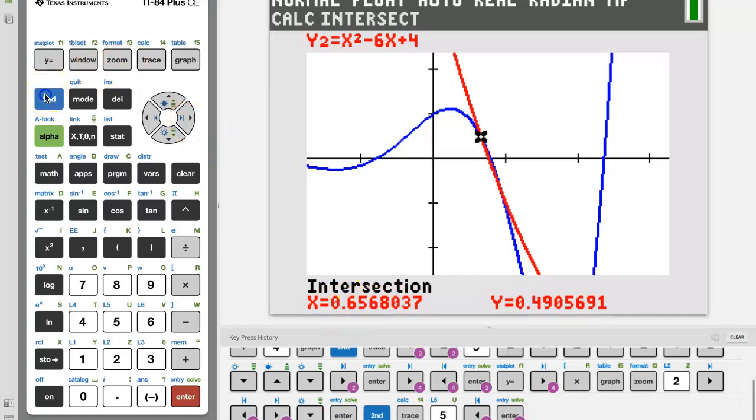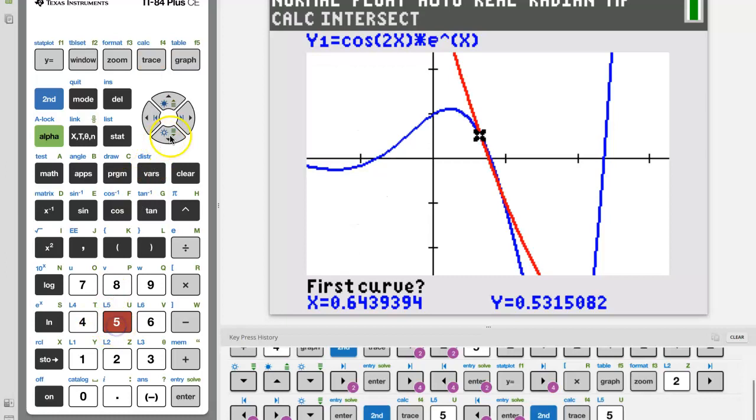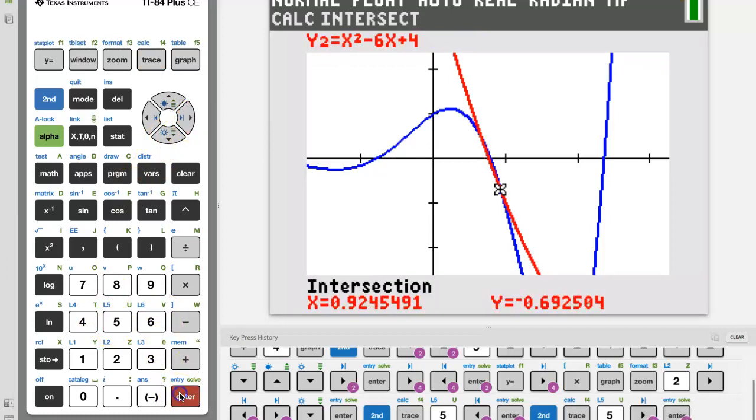Now, if I want to do it really quickly, intersect, scroll to that second intersection, which looks like it's about there. Enter, enter, enter. And now I get my second intersection. This is how we can solve equations quickly.